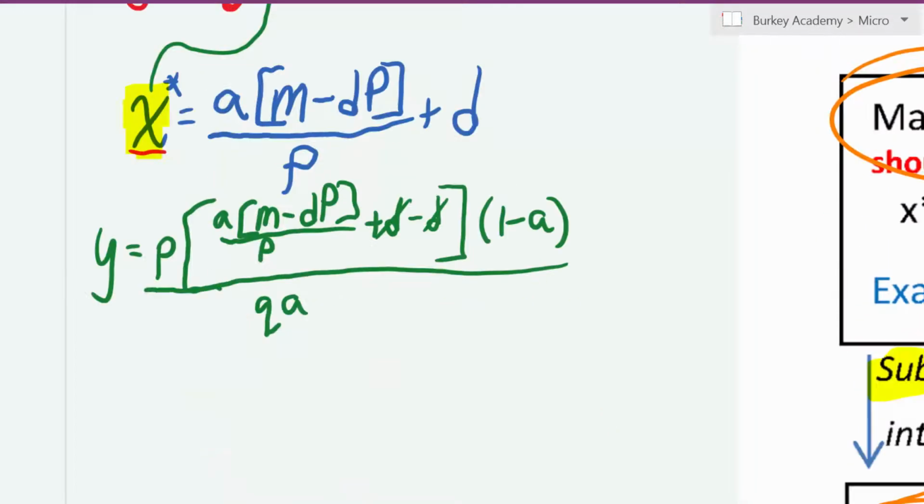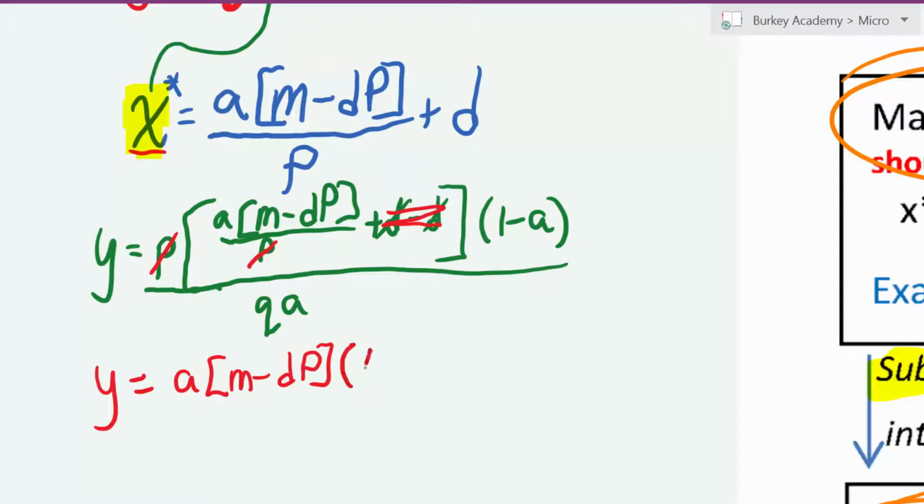Okay. Let's see what's going to simplify here. We have a P over here, and then we have a P down here that, after we cancel these, is multiplied times everything on this top row. And so we can legitimately cancel that. Now let's see what we have left with all those cancellations so far. Y equals A times M minus dP times 1 minus A over QA. Well, now we see that we have an A that's going to cancel.